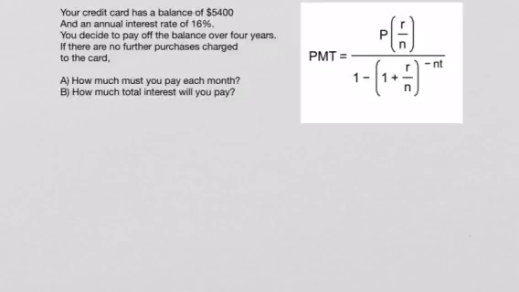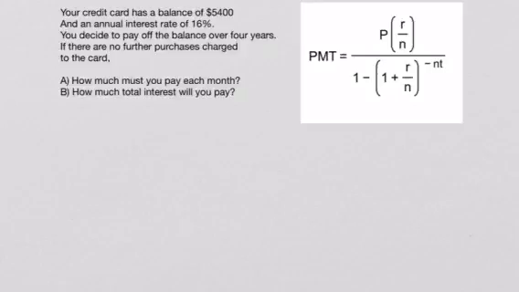Alright, so we have this formula over here on the right, this PMT, and this is our regular payment amount, and so this determines how much we should pay each month. This same formula is used for any type of loan, whether it's a credit card loan, a house loan, a car loan. This formula can be used to determine that regular monthly payment amount.